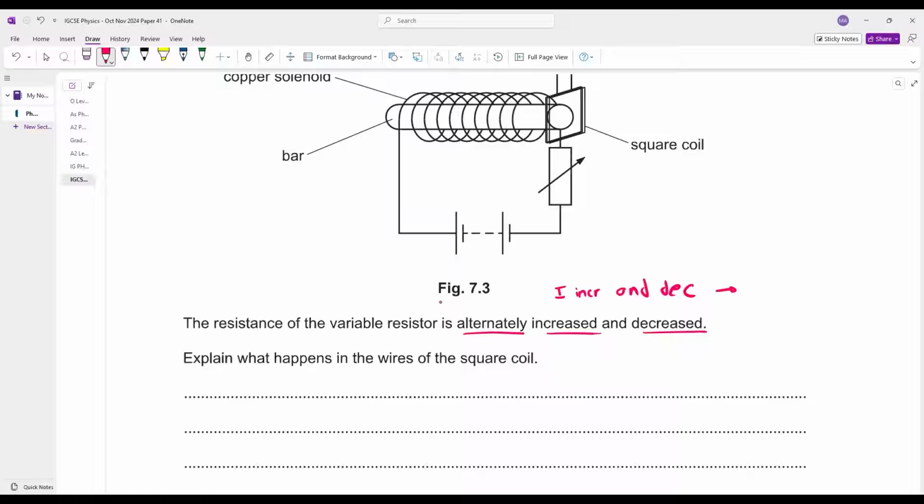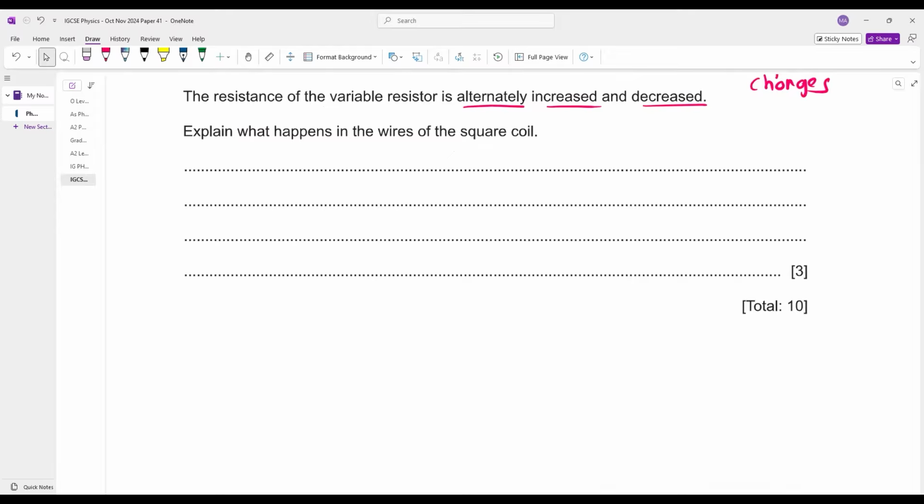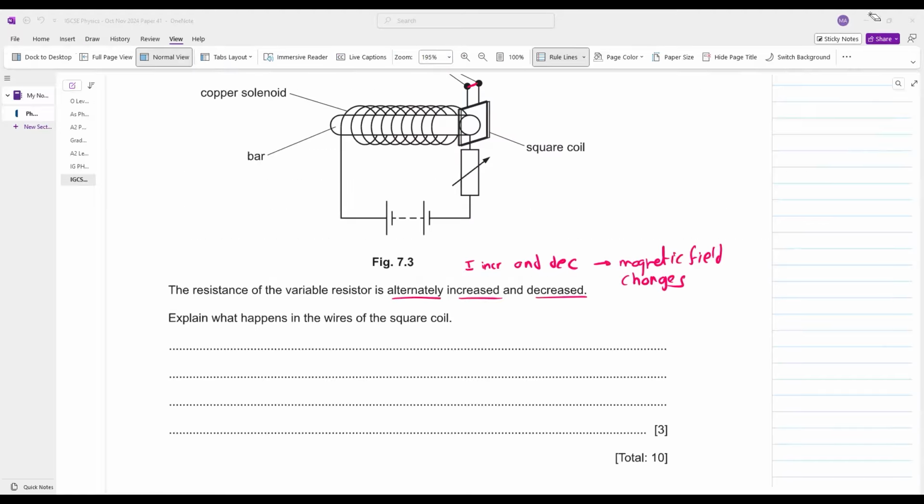If the current increases and decreases, बेटा अगर जो बार के ऊपर करंट आ रहा है वो increase decrease करेगा, what will happen? The magnetic field of the bar changes. As the magnetic field of the bar changes, it will cut with the square coil, inducing an EMF between the terminals. Let's write it down. What will you say? You will say the changing resistance causes the current to change. So let's write down this answer.